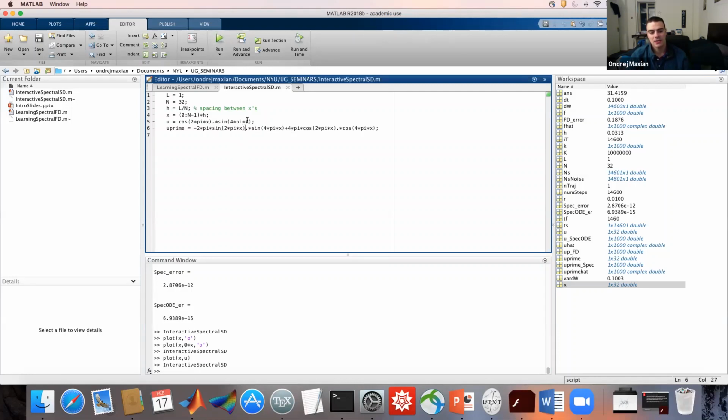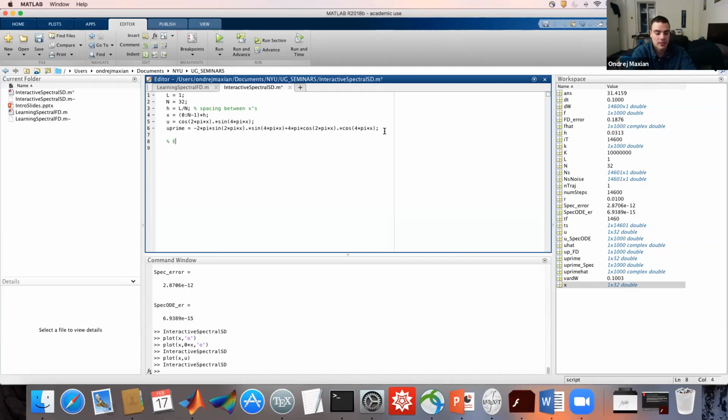and just run this file, make sure you don't get any errors. If you do get an error, you might have forgotten the dot star. That's really important to put that dot star in there. It tells MATLAB not to multiply arrays as matrices, but to multiply them element wise.